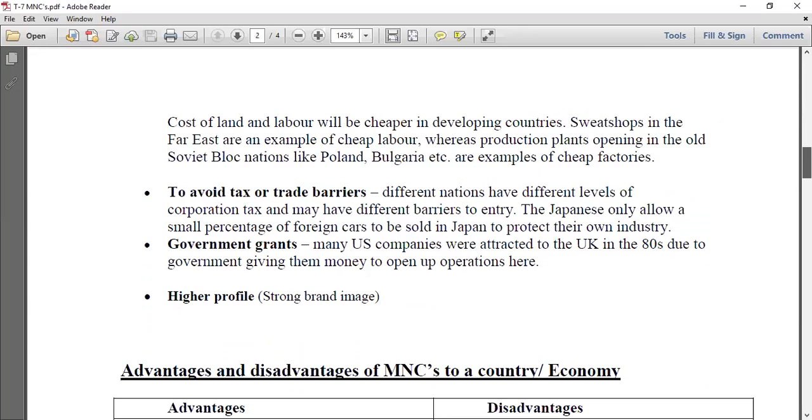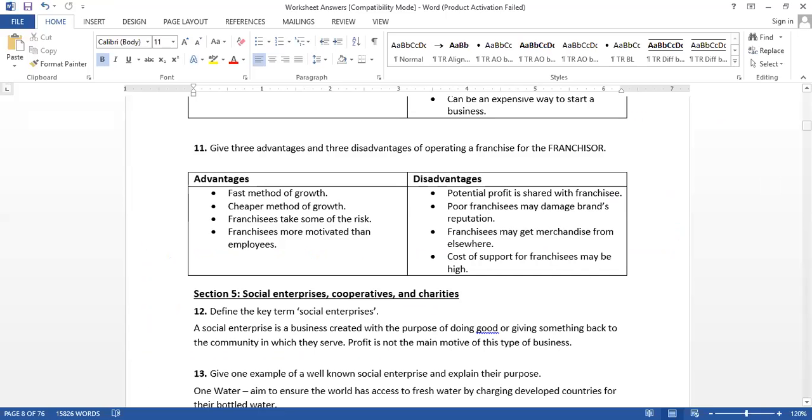You can avoid tax and trade barriers, and you can sometimes get government grants, and there is a higher profile. These things I have explained again at the multinational level. But if you are a franchisor, you have these advantages and disadvantages.